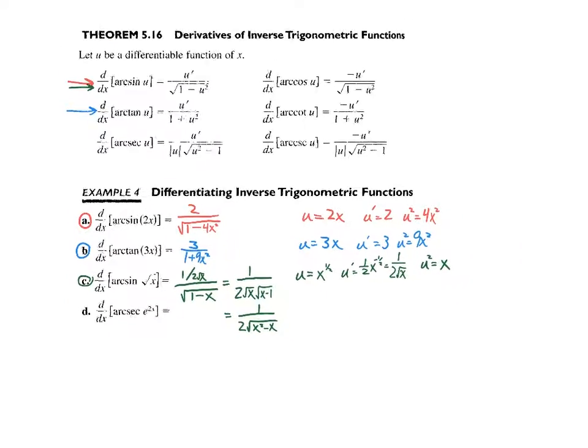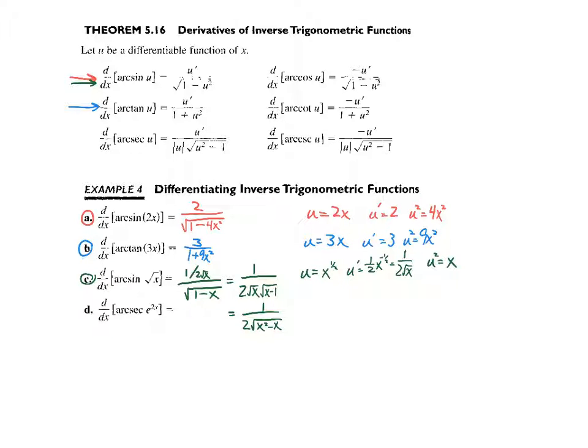Mr. Dixon, how come you switched from the radical 1 minus x to x minus 1? Oh, I looked at the wrong thing accidentally. Yeah, I just got that backwards. So this is 1 minus x, and so that would make it x minus x squared there.